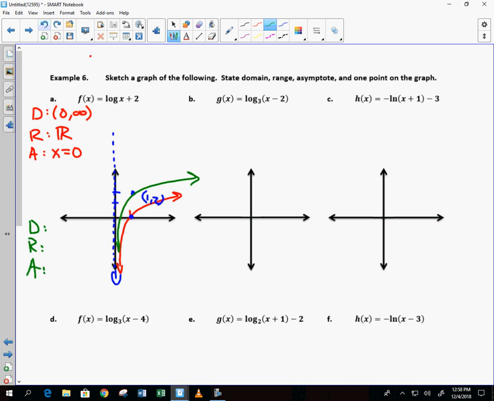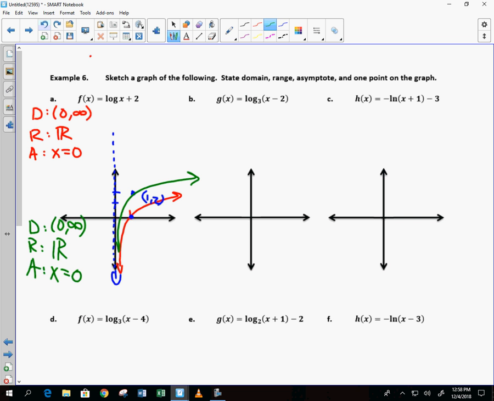What is the range always? We see that the point is 1, 2. The asymptote is still x is equal to 0. The domain is everything to the right. So the domain is from 0 to infinity. How about the next one? What's the transformation for the next one?